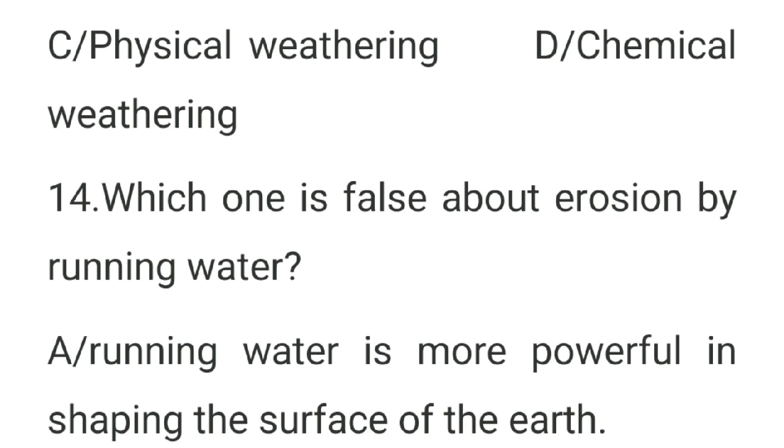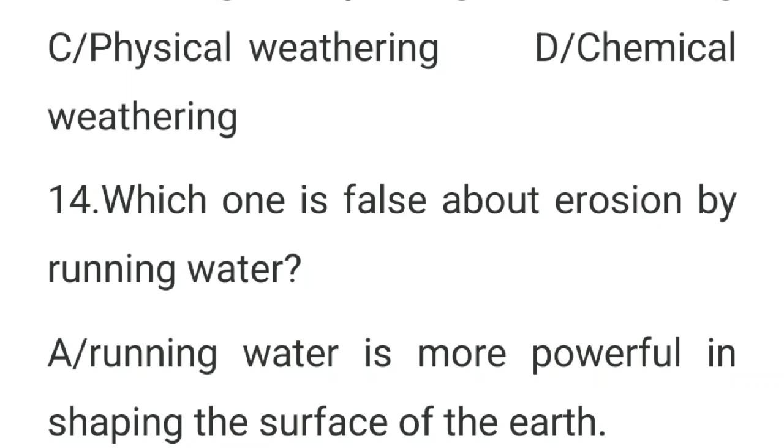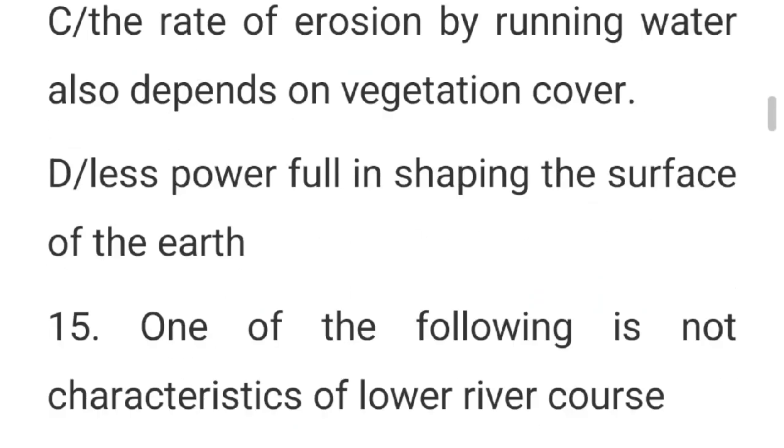A, running water is more powerful in shaping the surface of the earth. B, the ability of running water to erode and transport material is directly related to its speed. C, the rate of erosion by running water also depends on the vegetation cover. D, less powerful in shaping the surface of the earth. The answer is D.